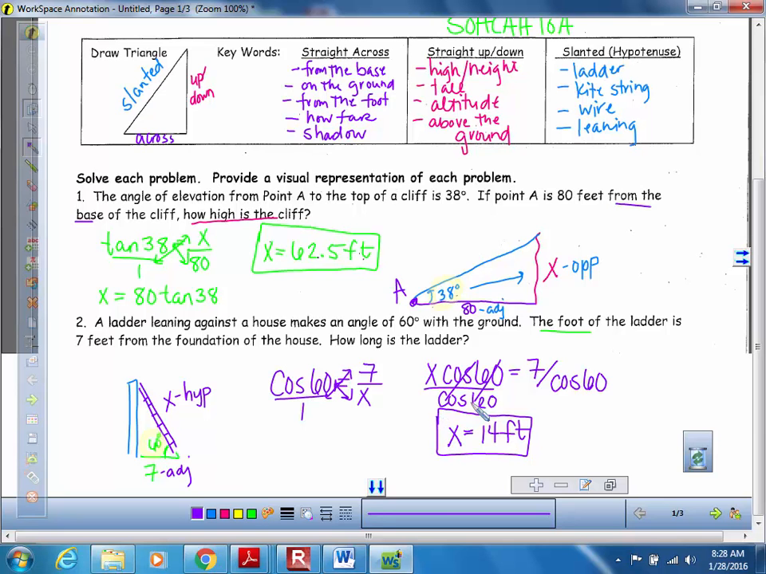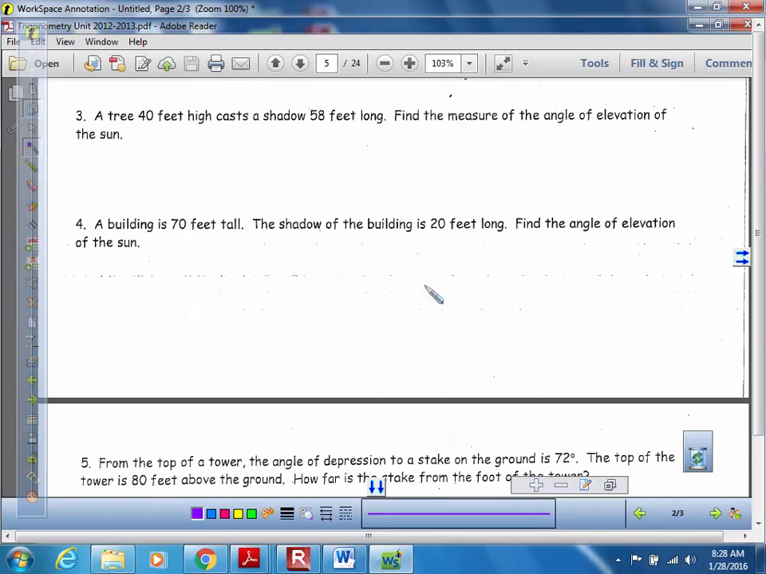So this isn't much different from what you've been doing and how you've been solving. You just have to set it up correctly and draw it correctly. So let's try another one of those. Let's look at one where we're looking for the angle.